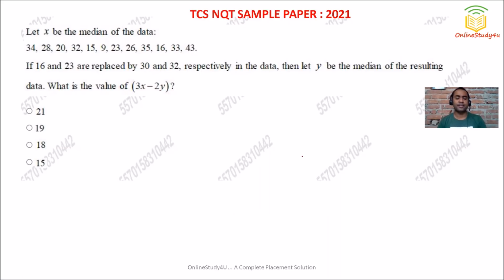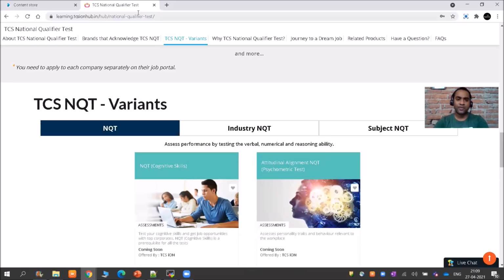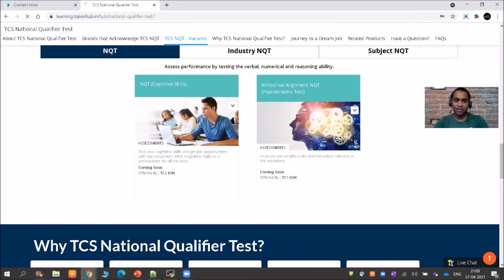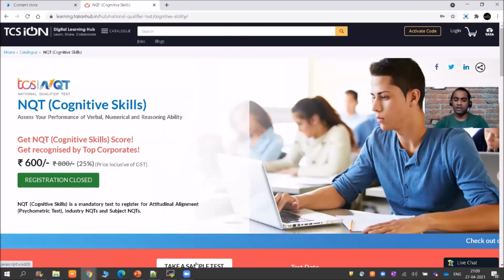Friends, in today's session, I am going to solve the TCS NQT sample paper. This sample paper was released by TCS for the 2021 examination, and this exam is going to happen on May 1st and May 13th. The link will be given in the description. You can see the TCS NQT variants. We have NQT cognitive skills, so today we will be solving the questions of cognitive skills.